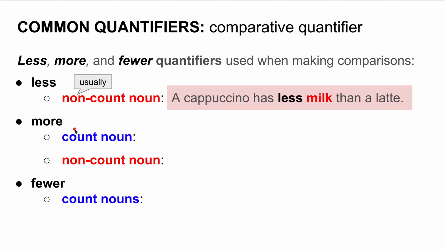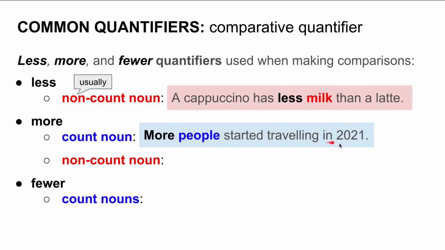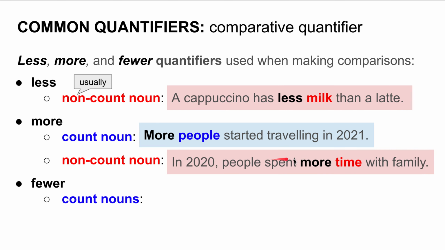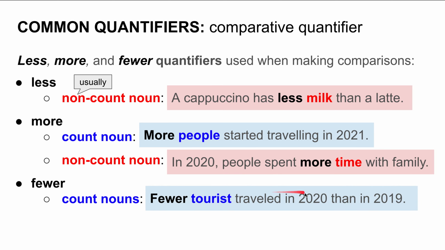More can work with both count nouns and non-count nouns. Let's look at an example of a count noun with a count noun. So more people started traveling in 2021. Let's read an example with a non-count noun. In 2020, people spent more time with family. Then moving on to fewer. Fewer only works with count nouns. Let's look at an example. Fewer tourists traveled in 2020 than in 2019.